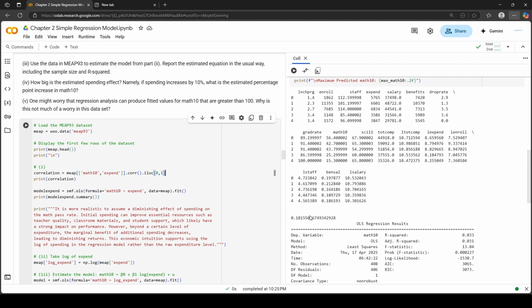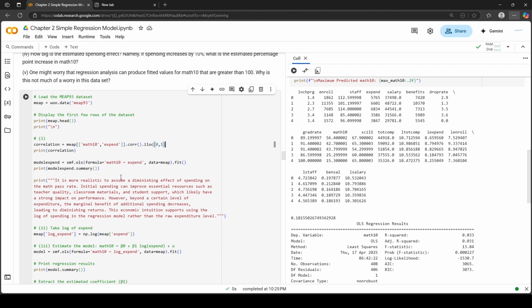So what is the correlation? The correlation is 0.18. The correlation is positive. These are positively related with each other, that is, more expenditure leads to a better mathematics pass rate. We can also look at the regression analysis for this. Type model_expend equals smf.ols. In the formula, math10 is being explained by expend.